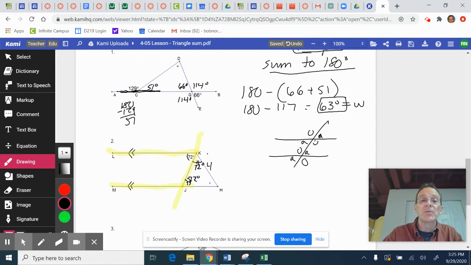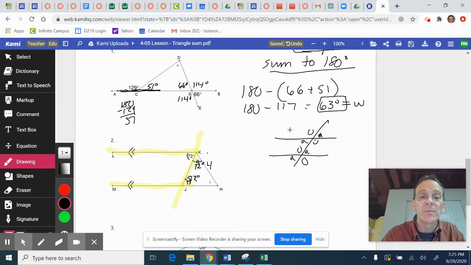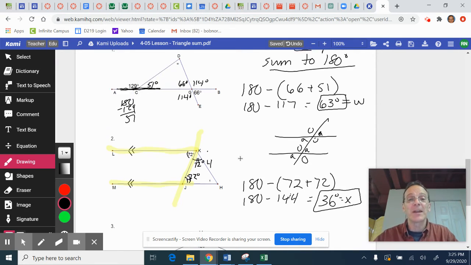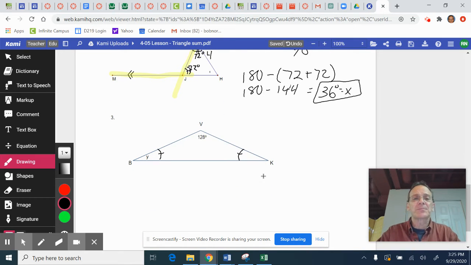Okay? And in number 2, we have 2 angles whose measures are 72 degrees. So add those up, subtract from the 180, that's 180 minus 144, and so that's 36, which is equal to X. Okay. Anytime you know 2 out of 3 angles in the triangle, you got to be able to find the third. Add up those 2, subtract from 180. And now here's the last one.